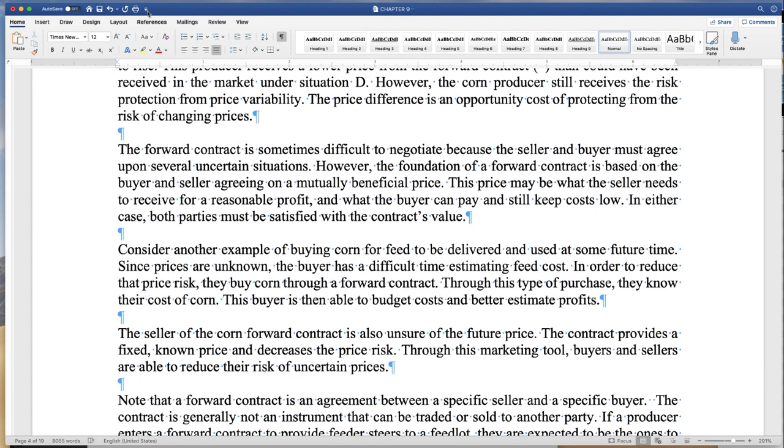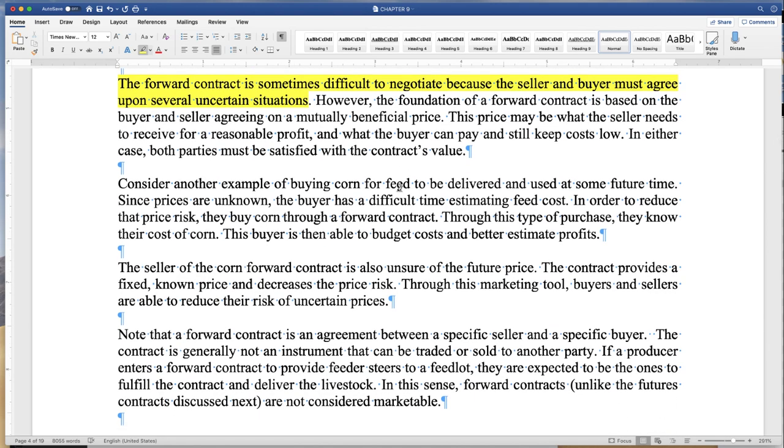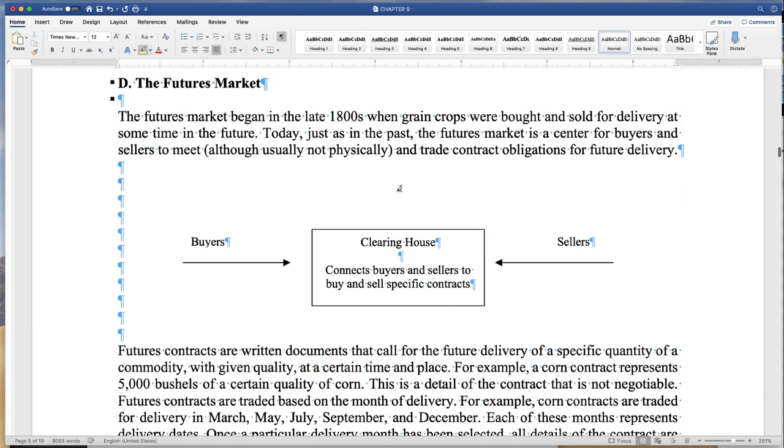Forward contracts, and so let me highlight this. Forward contracts are difficult to negotiate because the buyer and seller must agree on a price that benefits both of them. So forward contracts are useful, but they get hard to identify. So that really brought us to the futures market. How could we take a second market and make a position in that market that helps offset our cash? And that's where the futures market came in.